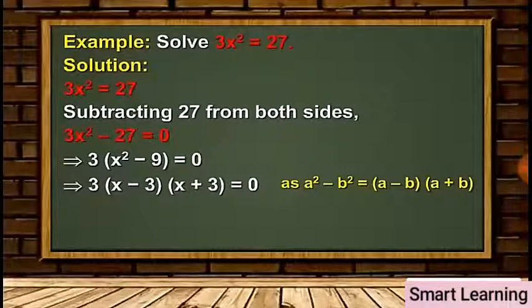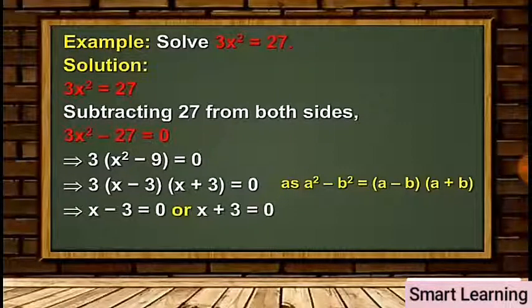If two quantities are multiplied together and the result is 0, then either or both of the quantities must be 0. So either x minus 3 is equal to 0 or x plus 3 is equal to 0. So that x is equal to 3 or x is equal to minus 3. These are the two solutions of the equation.